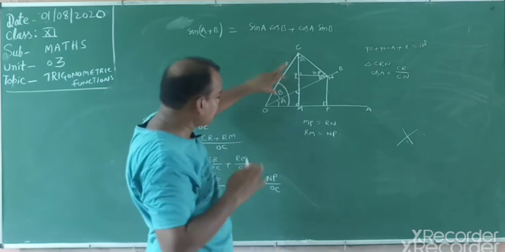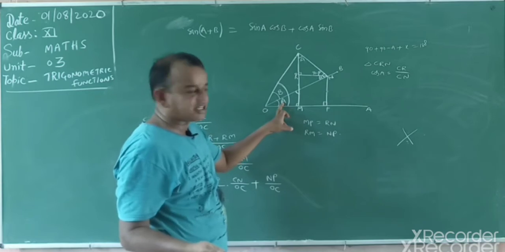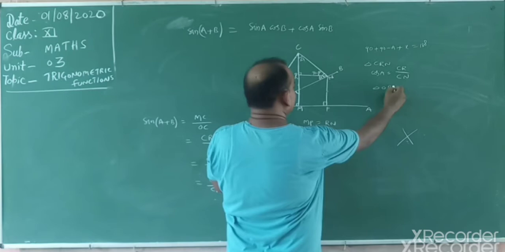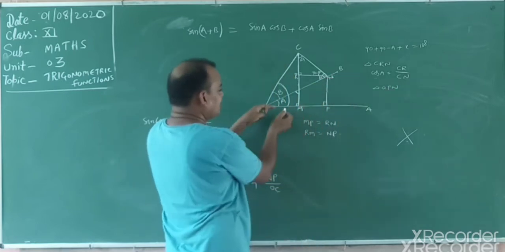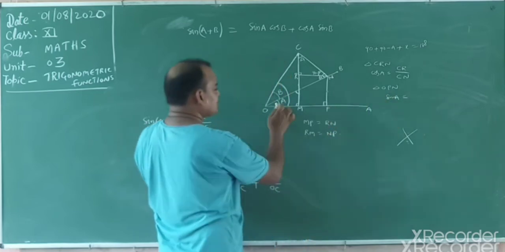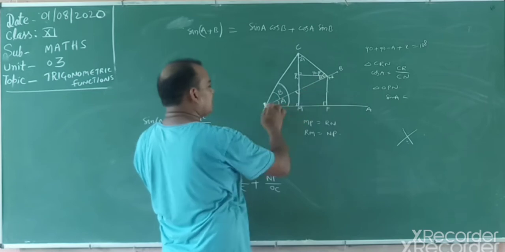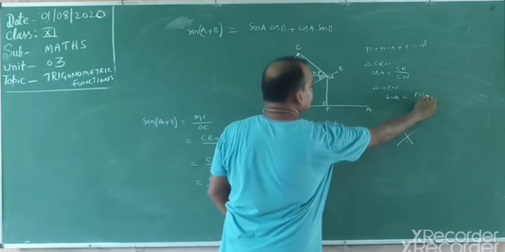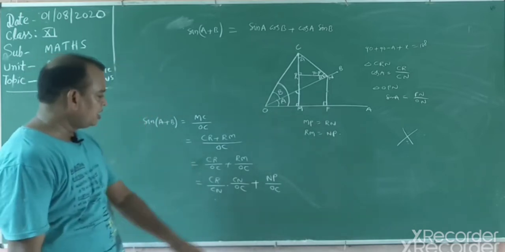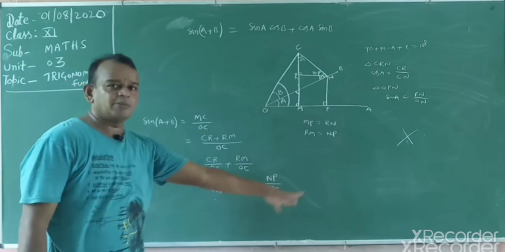Now I am taking, for suppose, this triangle, OPN. What is the angle A? For suppose we will write sine A. Sine A is equal to opposite side by hypotenuse in this triangle, that is NP by ON. Say yes or no? Here NP is there. Multiply and divide with ON.